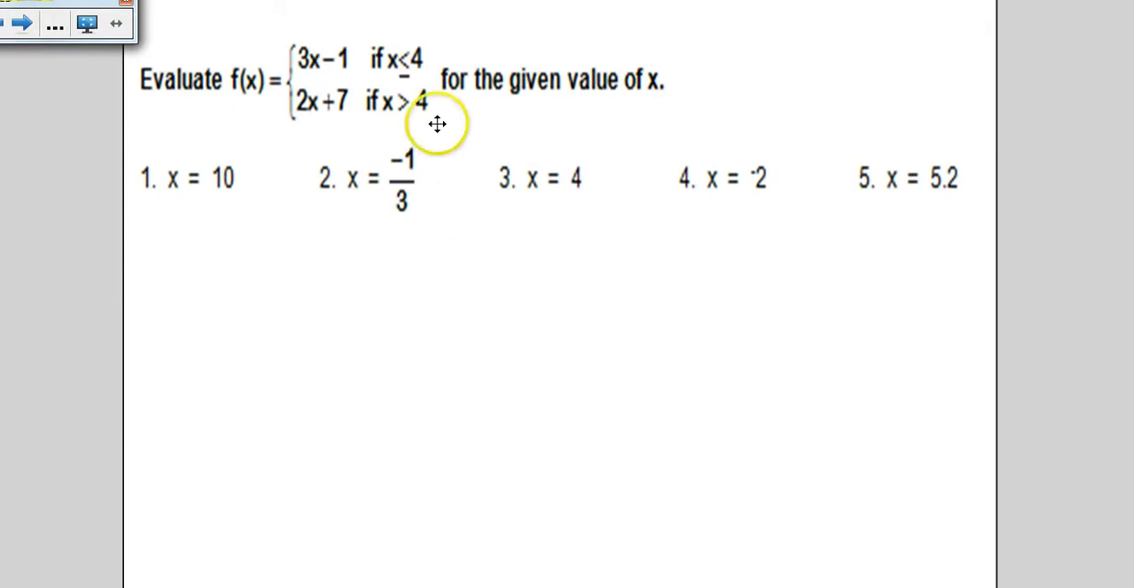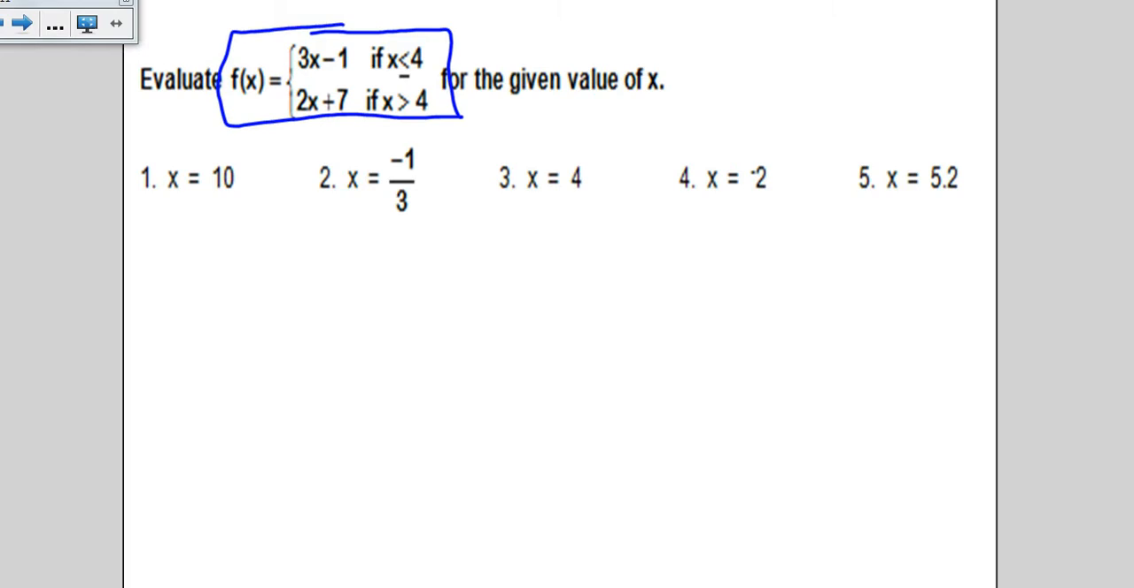So what you see at the top of this problem, f of x equals, that is the function itself. And what it's telling you is that if your x's are less than or equal to 4, then your function behaves as 3x minus 1. But if your function has an x greater than 4, it's going to behave as 2x plus 7. So they're both lines, but they're definitely lines that look very, very different.